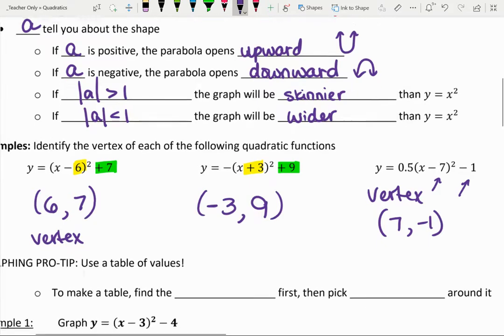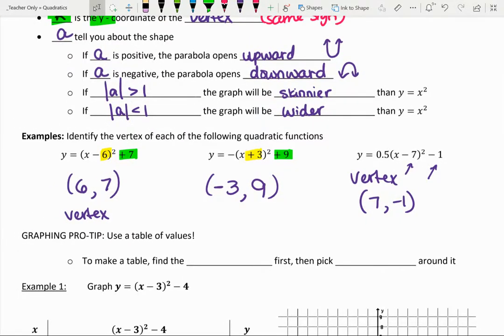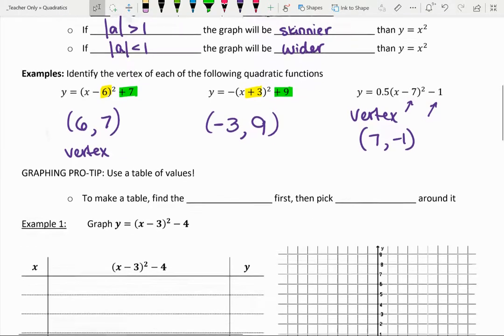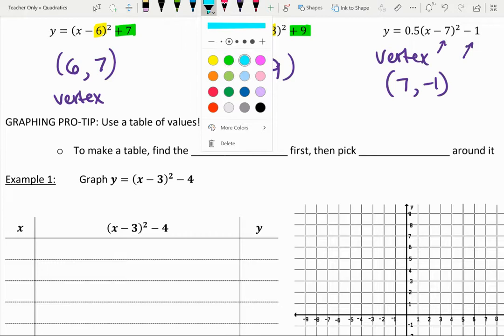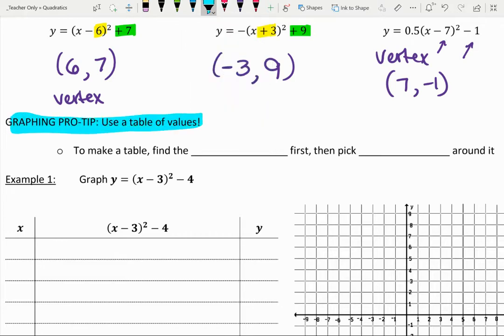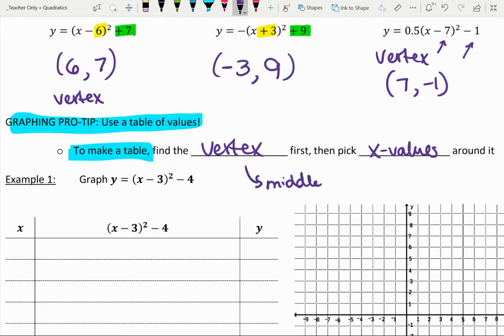So we've done graphing before, and something that I think we were missing from the last few weeks was a little bit of structure. I was kind of throwing a lot of points at you without really helping you make structure of it. So my graphing pro tip here, a little bit late to the game, but better late than never, is to use a table of values. When you're making a table, find the vertex first. Start with the vertex, and then pick the x values that are around it. Think of the vertex as the middle of your parabola. If it's the middle of the parabola, it should also be the middle of your table.